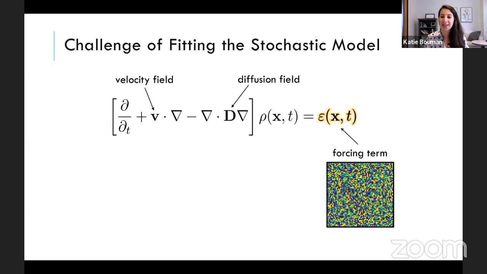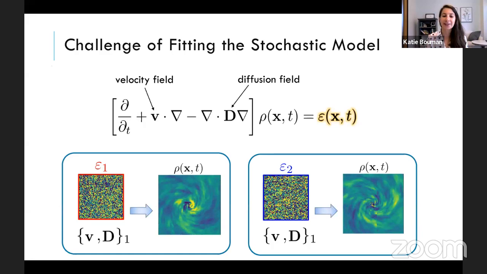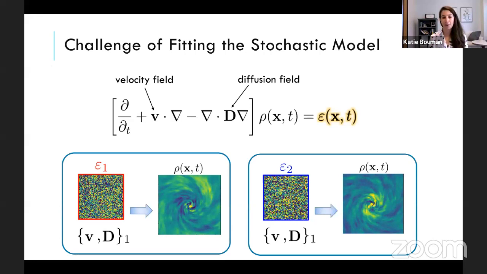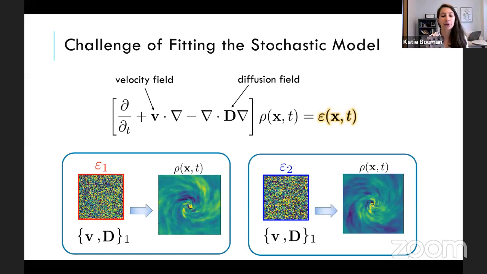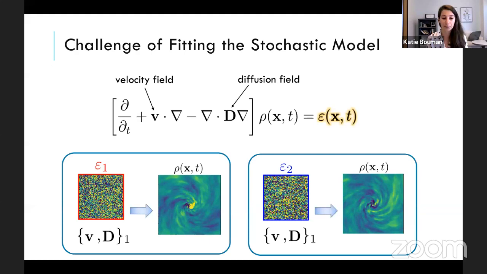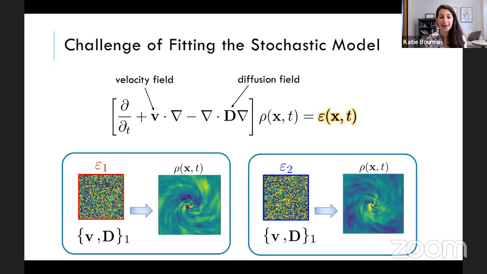And if we solve for videos under different draws of epsilon with the same V and D parameters, we see that the general feel of the motion, that motion distribution, is consistent across the videos, except the pixel values are very different. And so it's hard to figure out how to optimize for the best parameters when we can't optimize for pixel to pixel differences. We don't want to estimate this unknown force, and we don't know this unknown force.